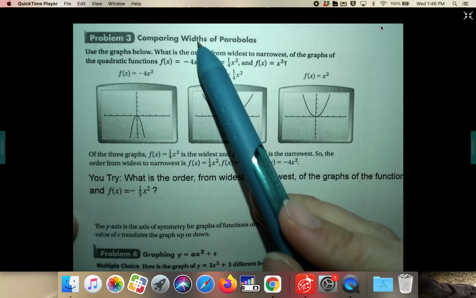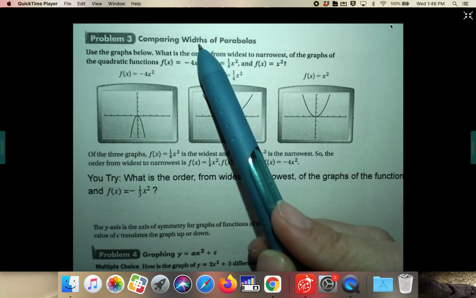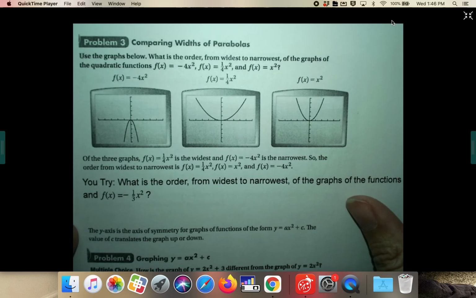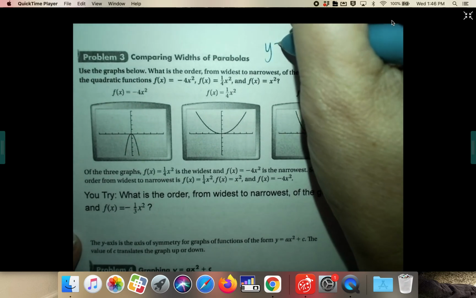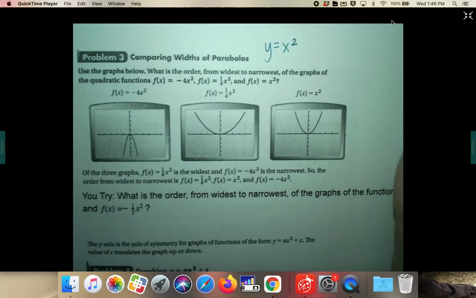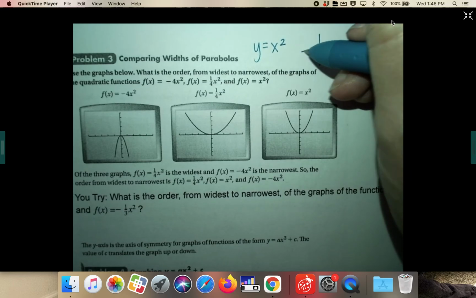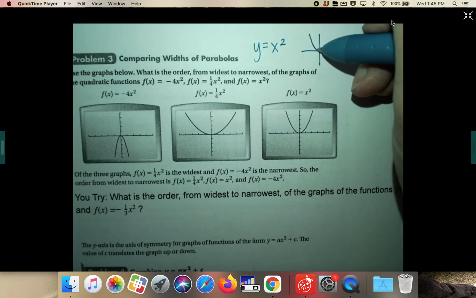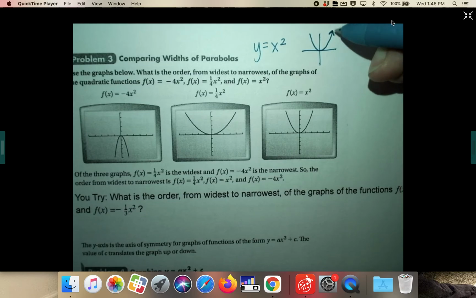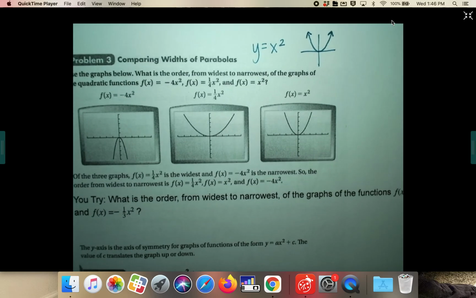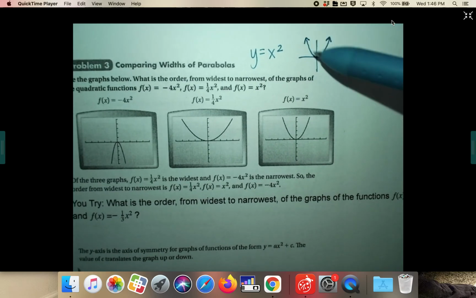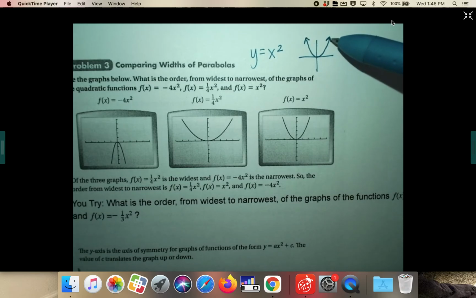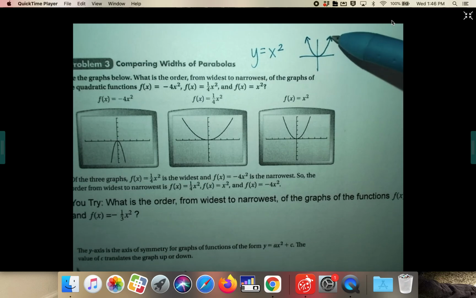Okay, let's go on to the next page and learn the rest of this lesson. What I want you to know about the widths of parabolas is the parent function, which I have mentioned earlier, y equals x squared, is like the most perfect parabola. It's just not very stretched out. It's like your standard parabola. It hits at (0, 0). It's not very skinny. It's not very wide. It's just kind of average.